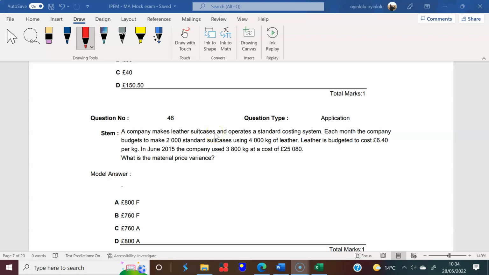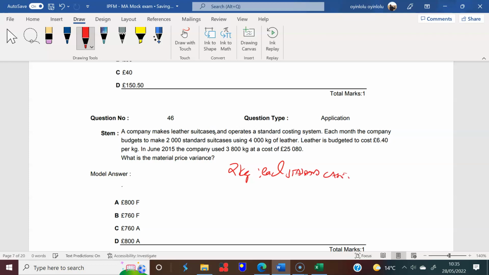Right, so 46 to 50. Let's see what we have here. It says that a company makes leather suitcases and uses a standard costing system. What's important is we want to find what that standard cost is first. Each month, the company makes 2,000 standard cases using 4,000 kilograms. So we're expecting you to use 2 kilograms to make each standard case.